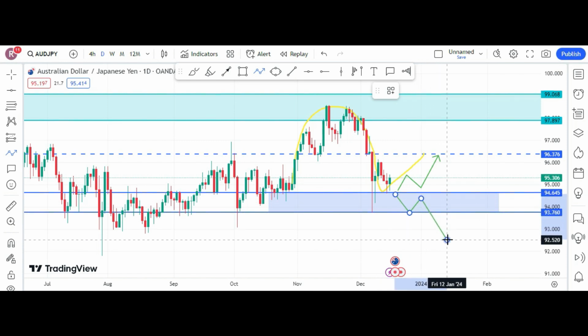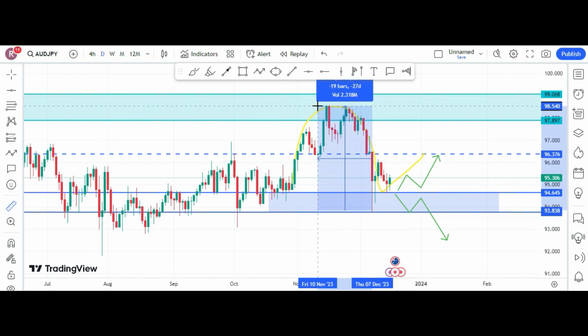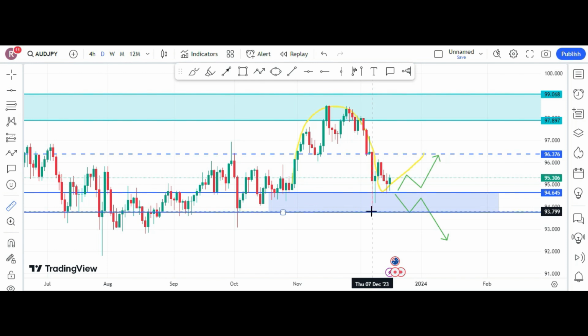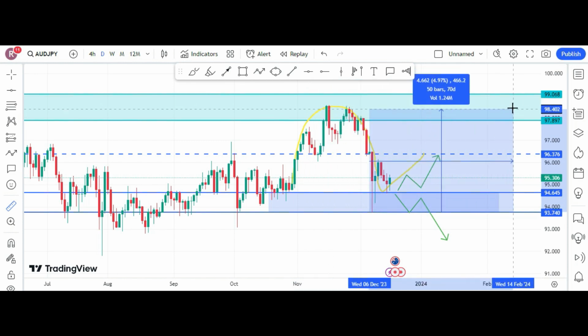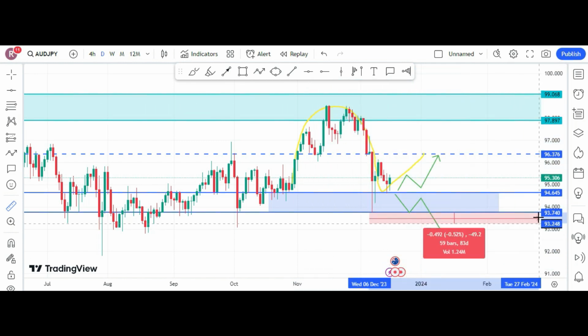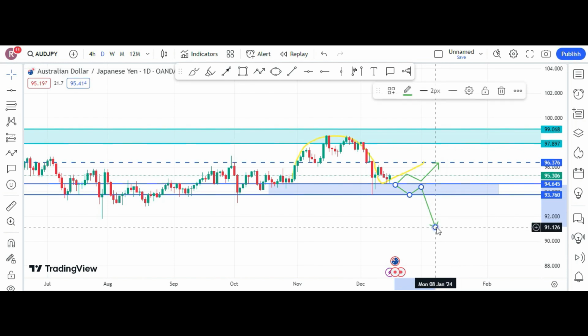However, on the flip side, if it breaks down after testing the water here, then how much will it come? We can see that it will cover the depth of the whole cup, to be honest with you. How much is this? Hold on, let me measure it again. If it breaks out, 478 pips will come. So if we measure 478, it will come somewhere here. So I am expecting it to come to some place here.